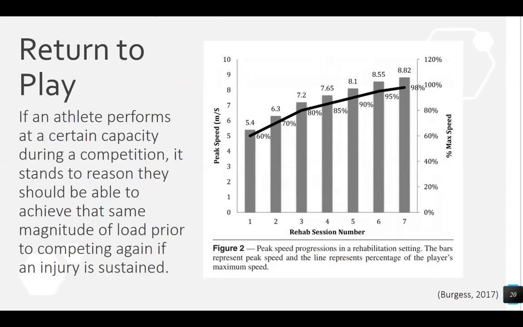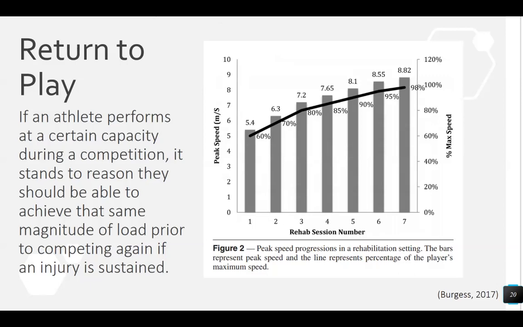In this chart, you can see all the way on the right side that they're 98% of the way there, but they need to be pretty close to what their game measures are before they go back to that stimulus and are exposed to that magnitude and volume of play. In this case, you can see the rehab session number. There's a general progression as we go pretty close to the injury on the left side.